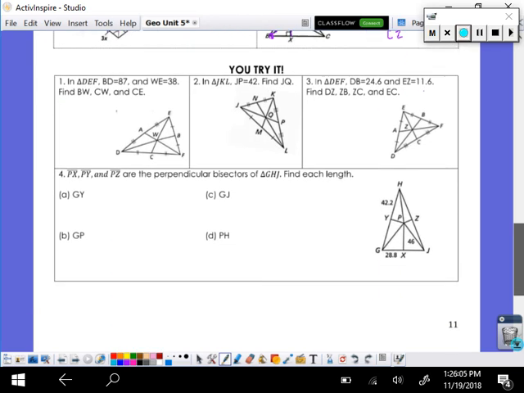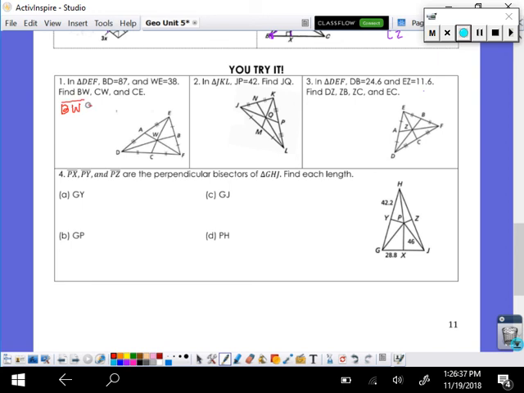Okay, lastly, we've got a small section of you try it. I encourage you to go ahead and pause this video and do these on your own. Check to see, are you looking at altitudes, medians, angle bisectors, perpendicular bisectors? Do you have the incenter? Do you have the orthocenter? Do you have the centroid? And determine what you can determine from those different definitions and words. Okay, so pause this, I'll write up my answers, and then you can check your answers once you're done.